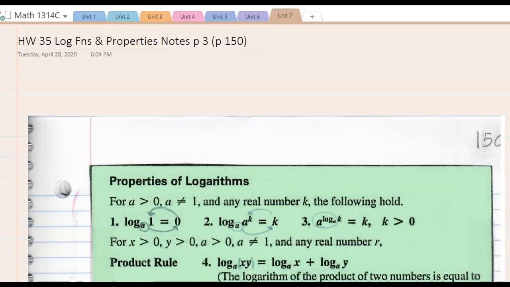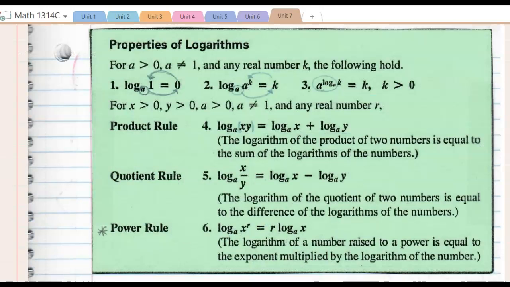This video will cover the third page of notes for the topic of log functions and their properties. At the top of this page, we have the properties of logarithms. One thing I do want to note is that they're using the letter A to represent the base. So we know that the base must be greater than 0. That means it must be positive. The base cannot equal 1. And for any real number k, the following is true.